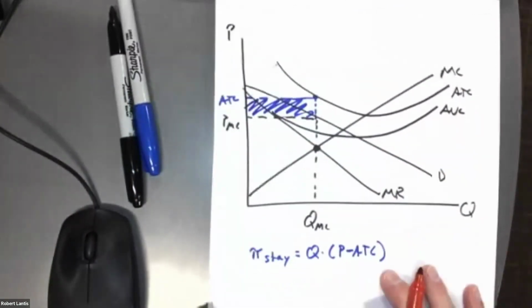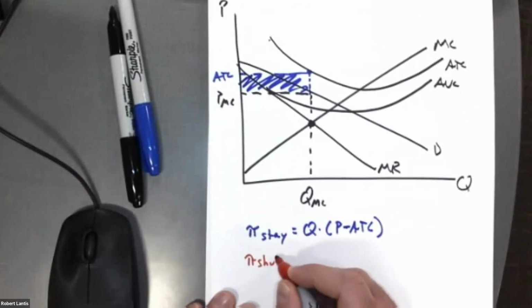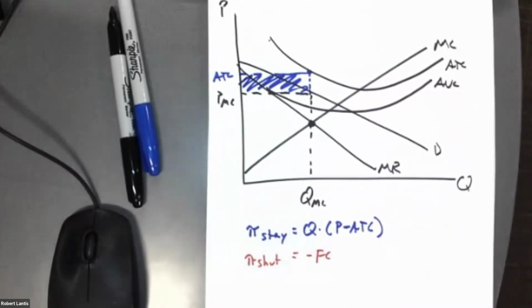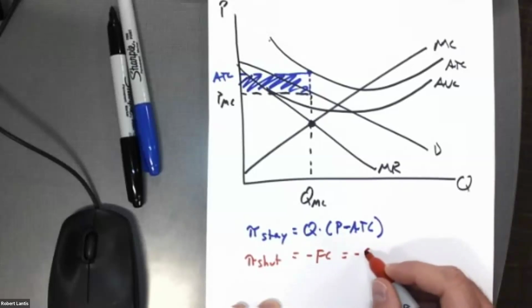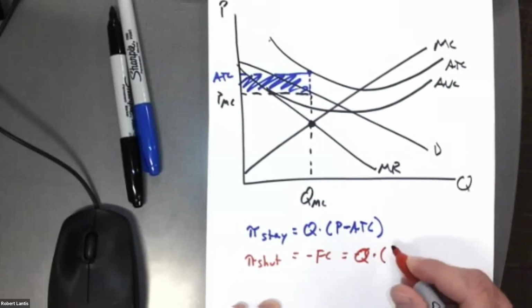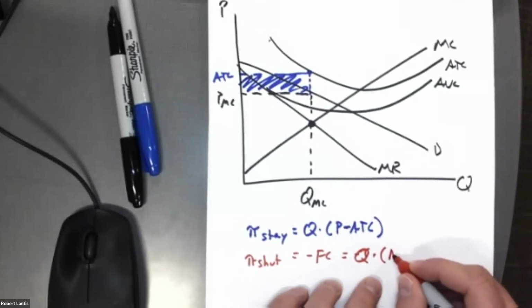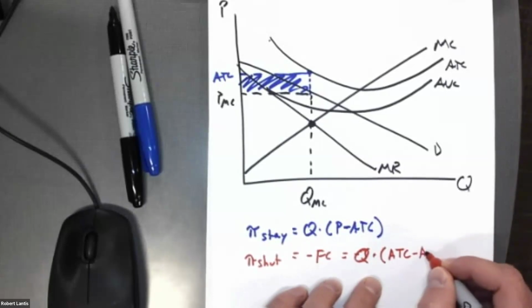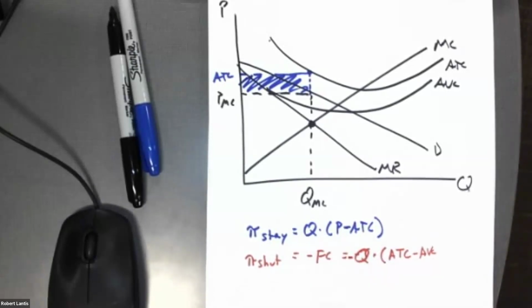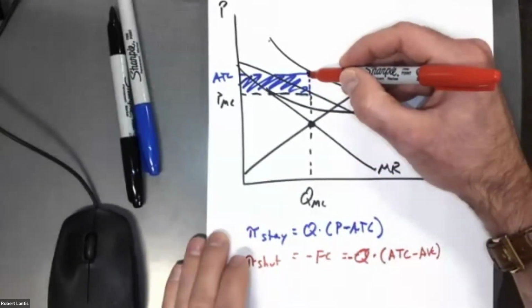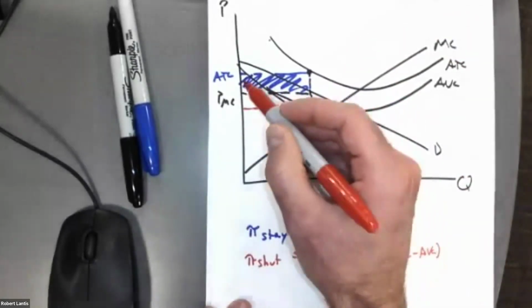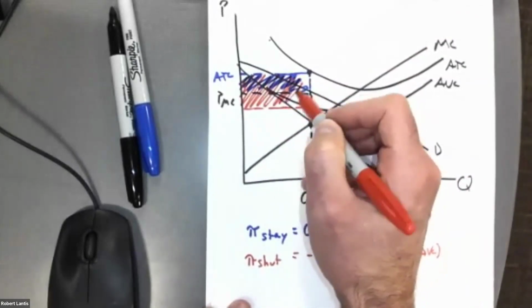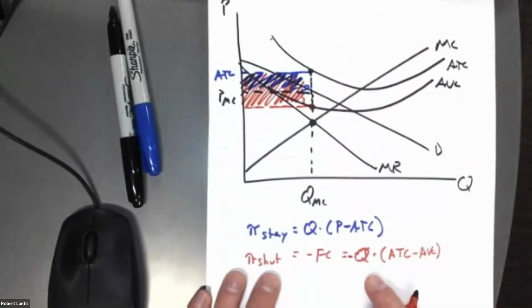If I shut down, we said, what are our profits? It should simply be negative whatever our fixed costs are, or another way of writing that is negative the quantity I'm selling times the difference between my average total and average variable costs. I know that those will be negative. I shut down, I'm just paying whatever my fixed costs are. So notice here, what's the difference between the average total and the average variable? If I shut down, my losses would actually be a larger rectangle, or an even larger value.